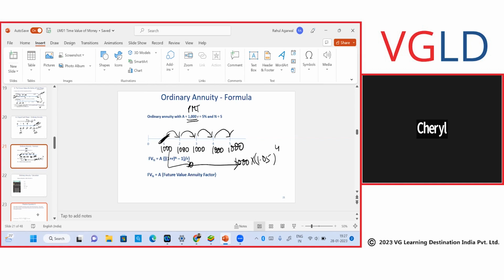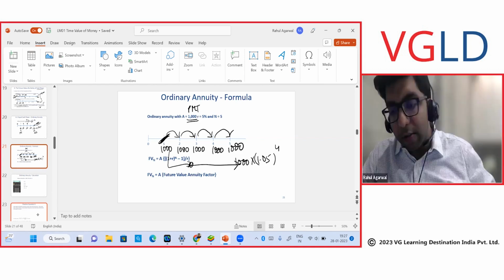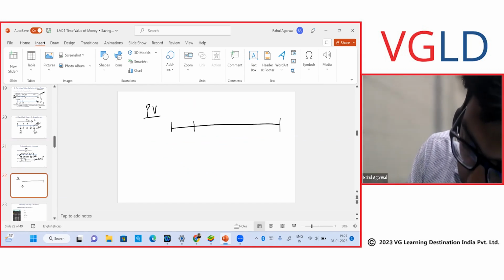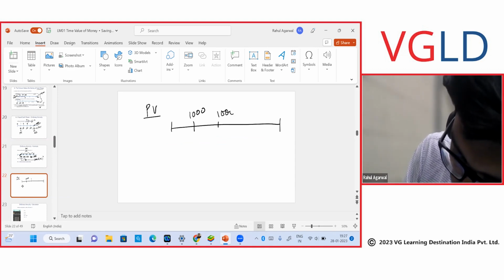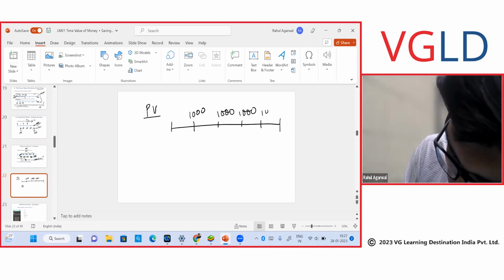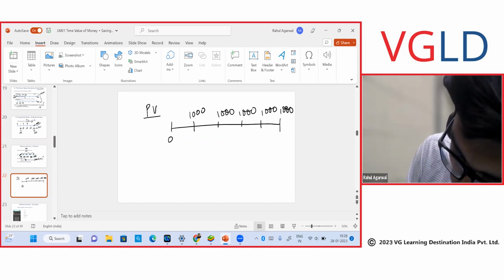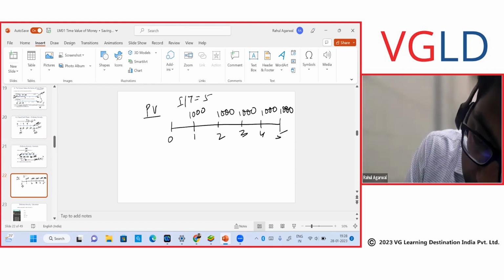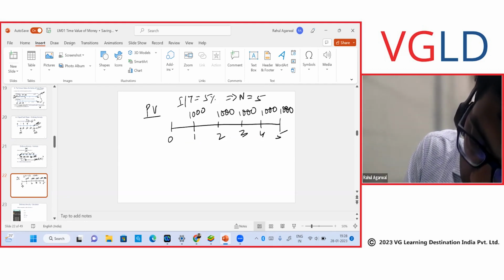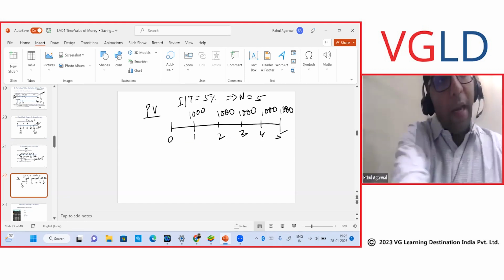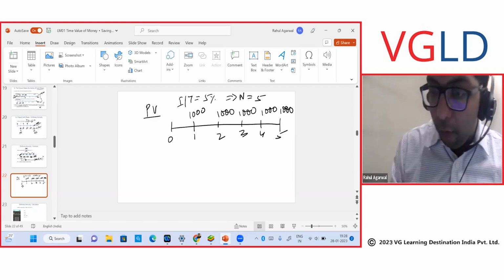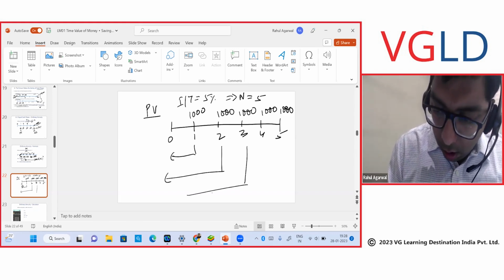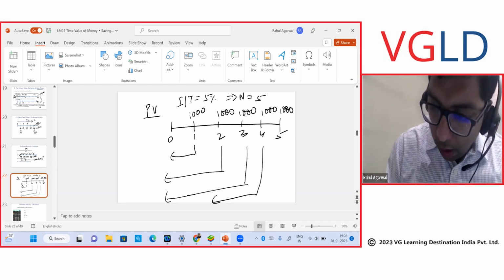Are you reinvesting the first PMT amount? That is what I'm saying. See, first PV. Let's go step by step. 1000, 1000, 1000, at 0, 1, 2, 3, 4, 5. I/Y 5%, N 5. This is an ordinary annuity. I am asking you to calculate the present value. I want the value of all my investments today. How will you do it?